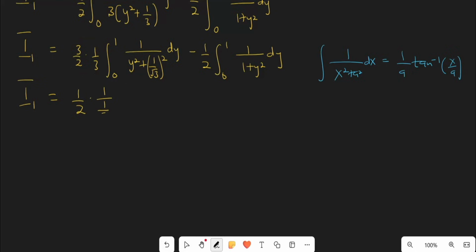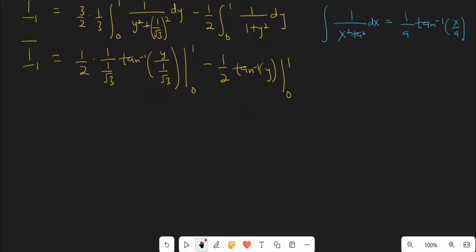A here is 1 over the square root of 3. And now we have the arctan of y over 1 over the square root of 3, like this, with the limits of integration from 0 to 1, minus 1/2. This one is just the arctan of y, with the limits of integration from 0 to 1.